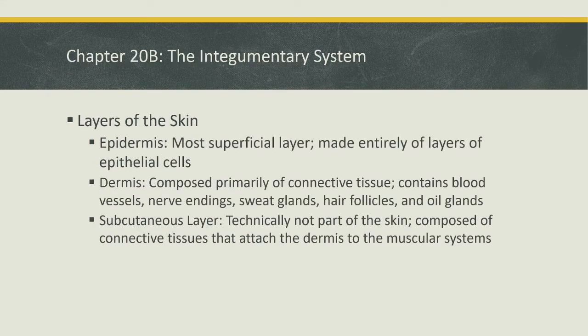Okay, layers of the skin. Well, the outermost layer is the epidermis. It literally means outer skin. Epidermis. It is the most superficial layer, most toward the surface, and is made entirely of layers of epithelial cells. Your body is constantly shedding epidermal cells, epithelial cells, and reproducing new ones. You're constantly sloughing off dead skin cells.